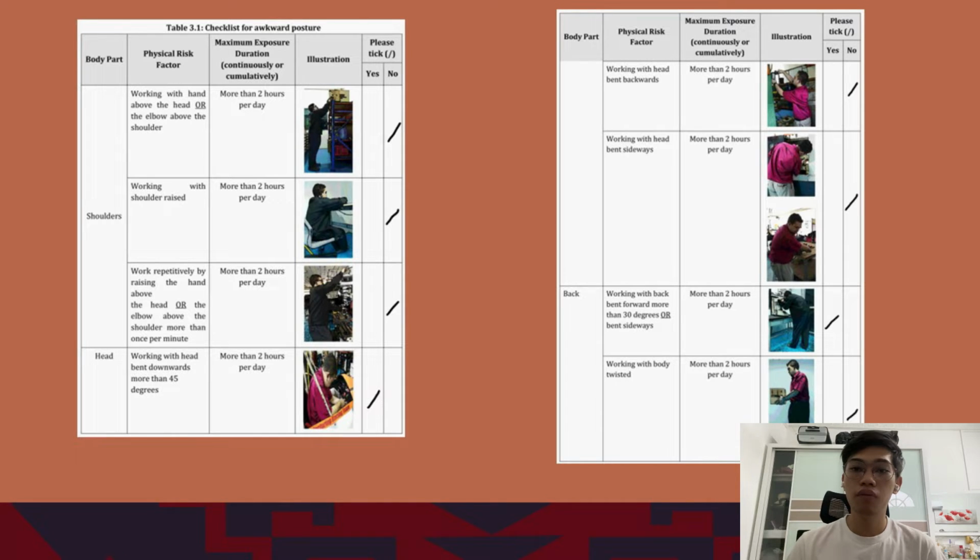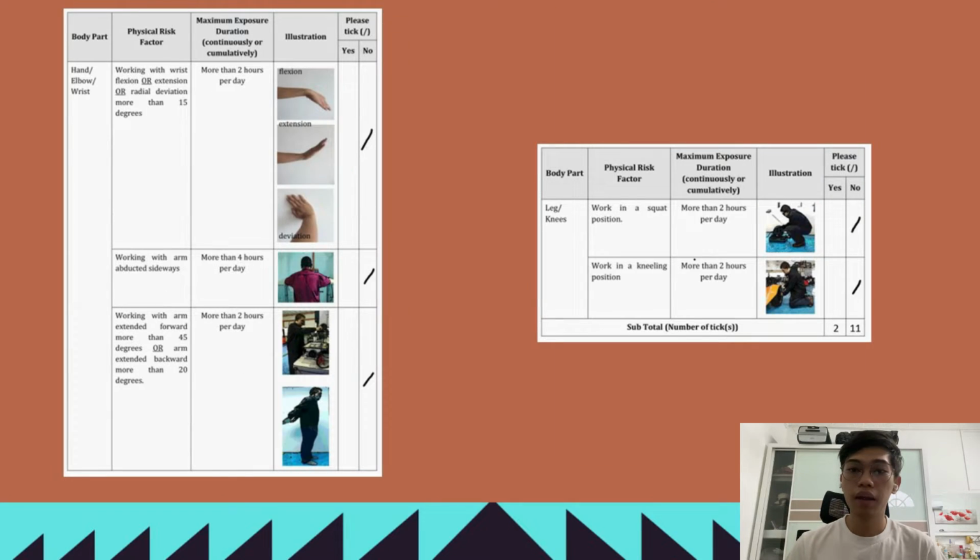If you look at the table for awkward posture, there are only 2 that have been assessed, which are the head is bent downward more than 45 degrees and the back is bent forward more than 30 degrees.